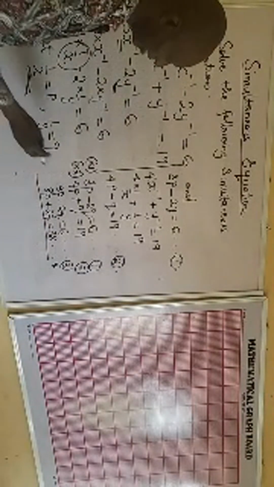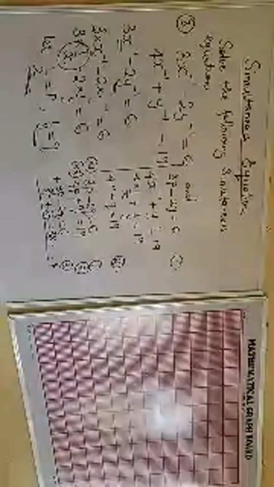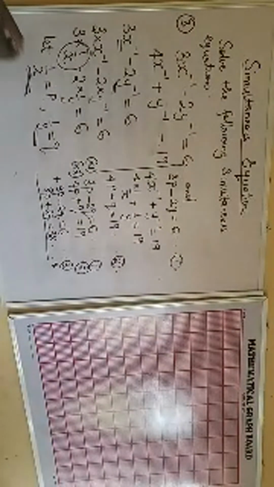Okay, look at it. The sign here is a negative value, and here a positive value. So I will add. I'm going to add equation 1 and equation 2 together. 3p plus 8p is 11p, and minus 2q plus 2q is 0.